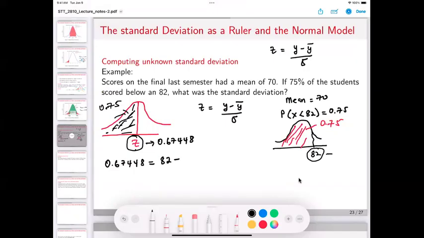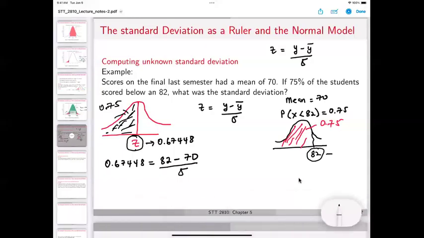minus the mean. Look at this, y bar is the mean. The mean is 70. We're given the mean value to be 70, isn't it? What is the standard deviation? We do not know. Now we can solve for the standard deviation. So to solve for the standard deviation, what do you have to do? Multiply both sides by this sigma. Is that okay? Now the rest is algebra. So if we multiply both sides by sigma, we get 0.67448 sigma equals, what is 82 minus 70? 12.